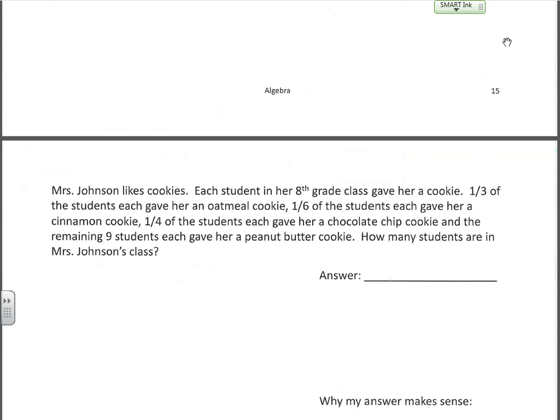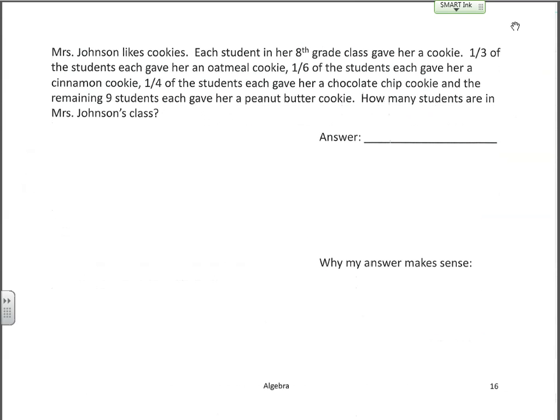The next one, Mrs. Johnson likes cookies. Each student in her 8th grade class gave her a cookie. A third of the students each gave her an oatmeal cookie. A sixth each gave her a cinnamon cookie, and a fourth of the students each gave her a chocolate chip cookie, and the remaining 9 students each gave her a peanut butter cookie.